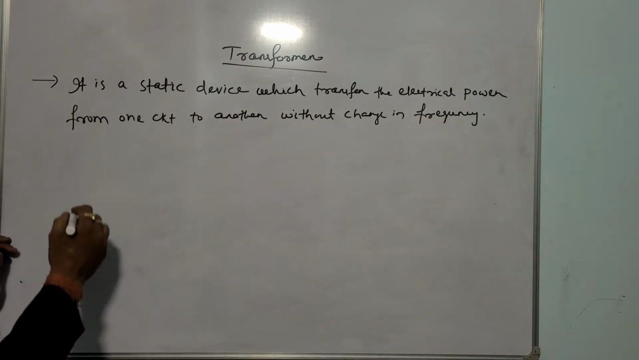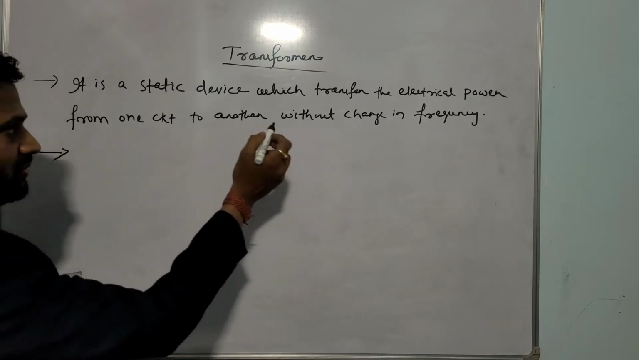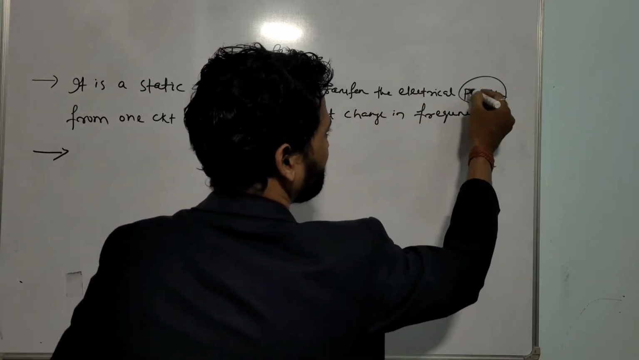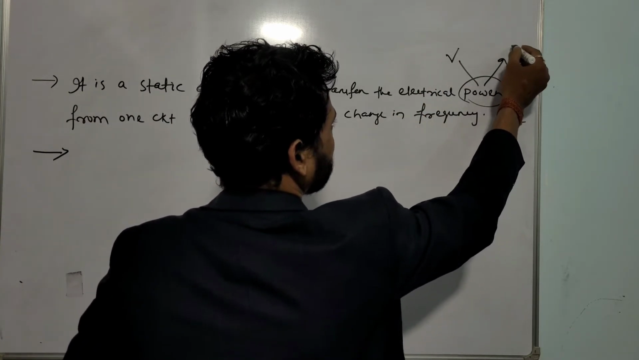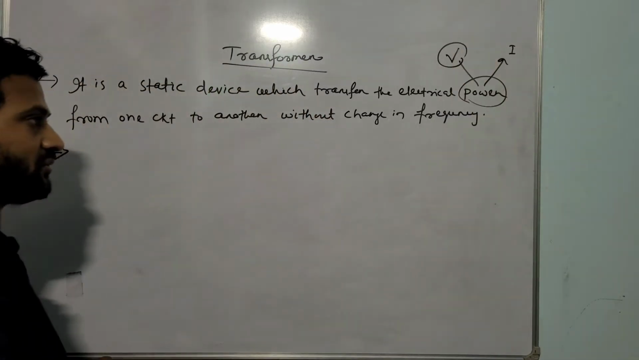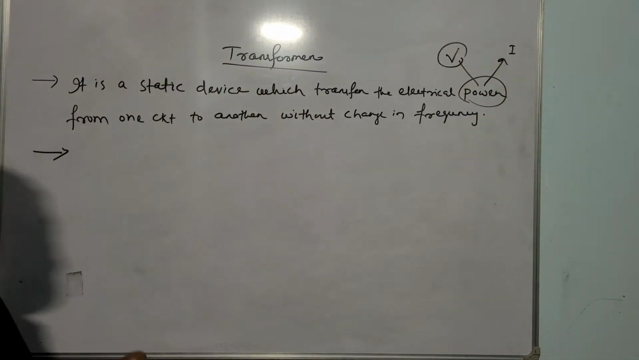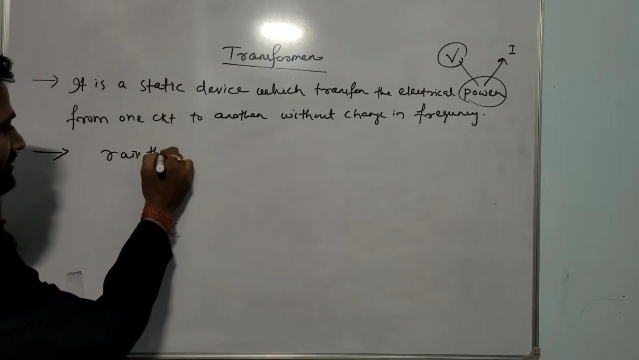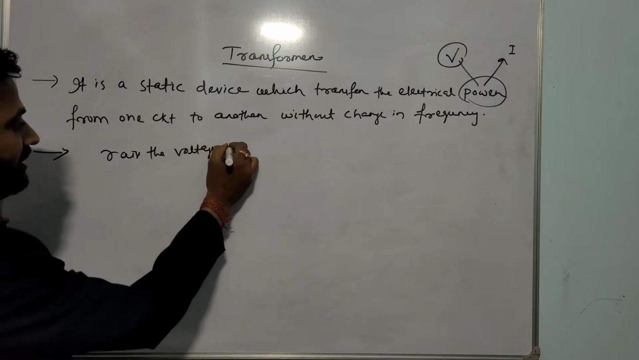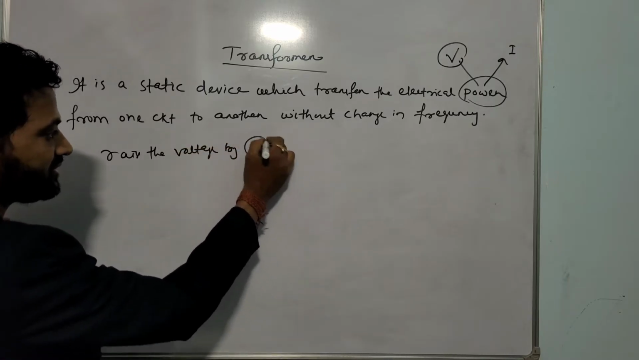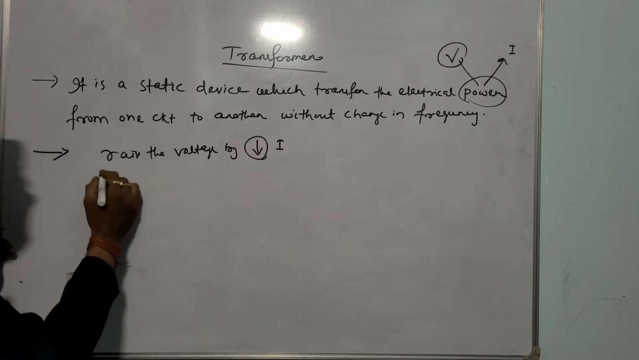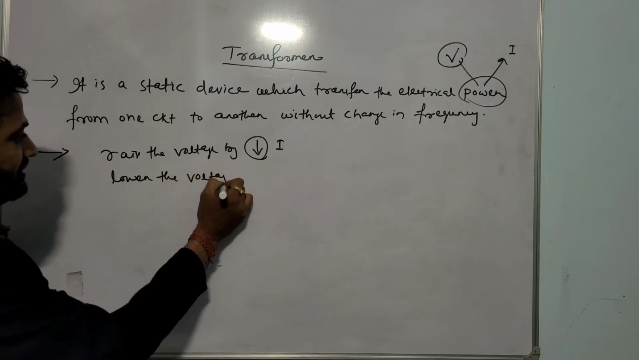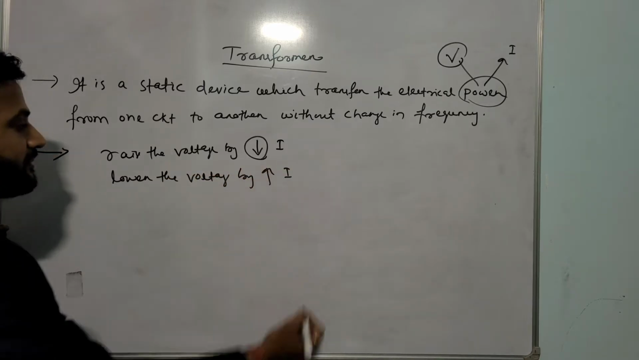Okay. As you know, since the definition says it transfers the electrical power, power is a function of voltage and current. Or you can say it is an electrical device which steps up the voltage or steps down the voltage. It can raise the voltage by decreasing the value of current. This is the decreasing symbol, I'm giving a short symbol. Or lower the voltage by increasing the current.